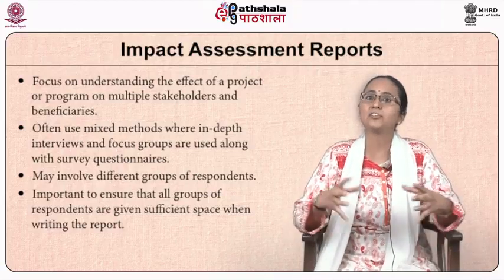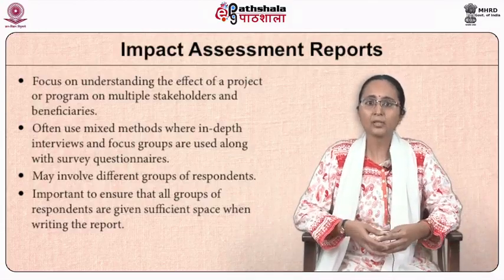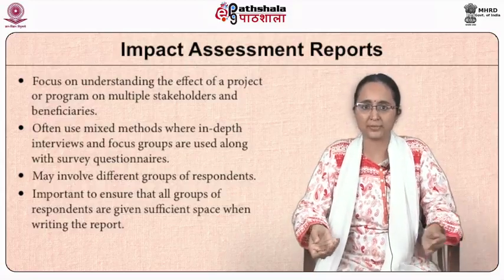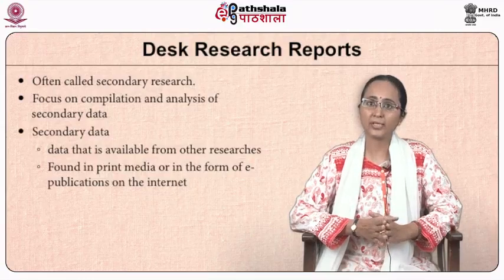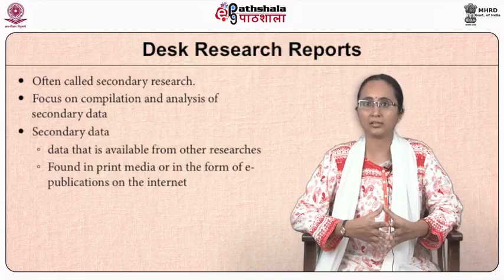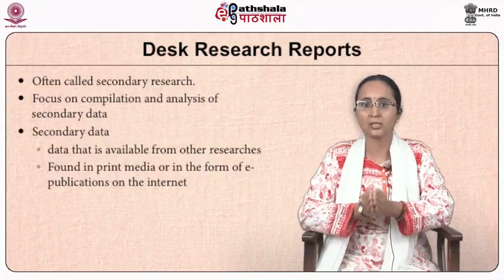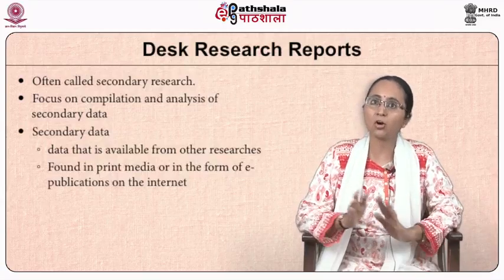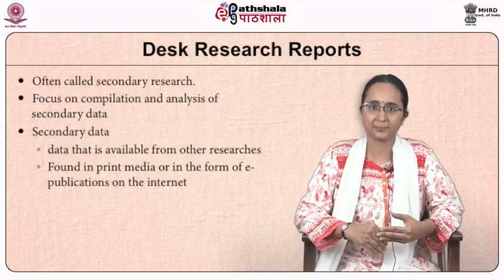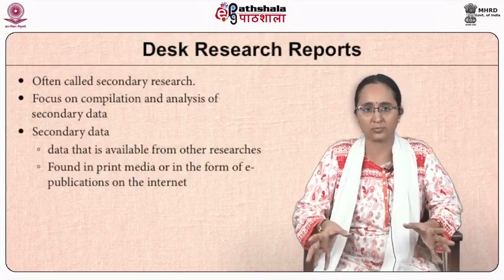When you write it up, you could have different chapters for each group of respondents. So, you would have separate chapters on direct beneficiaries and other stakeholders. The next point is the desktop research. This is basically secondary data that you're looking at, data that already exists, found in print media or on the internet, and you would analyze this. So, that's desktop research. It's also known as a secondary research report.